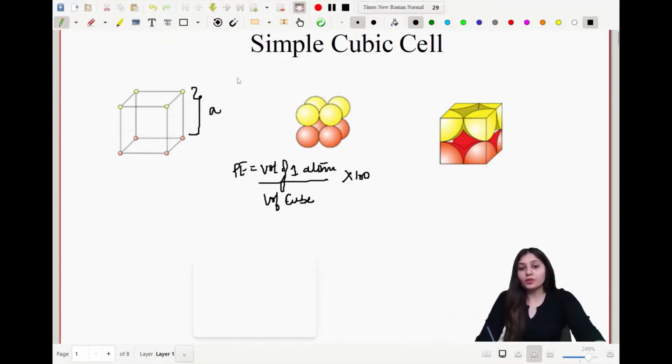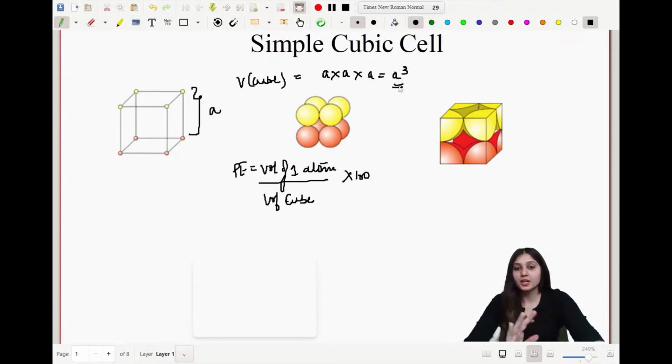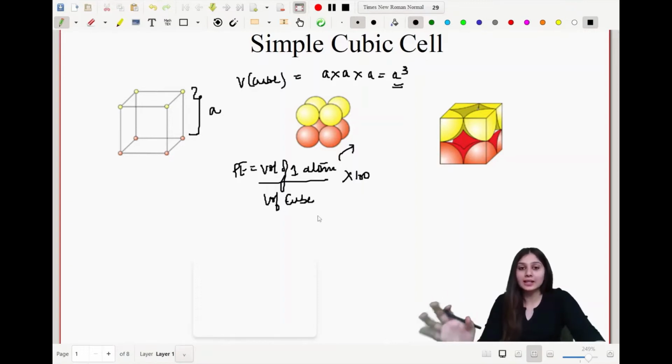So what is the volume of a cube? Volume of any cube is side cubed, so it's a into a into a, which is a cube. This is the volume of the cube, so we have the denominator. Now we have to find the numerator, which is the volume of one atom. An atom is considered to be a sphere, although an atom is not exactly a hard sphere, but for ease of calculation we'll consider it spherical. And the volume of a sphere is 4/3 pi r cube.